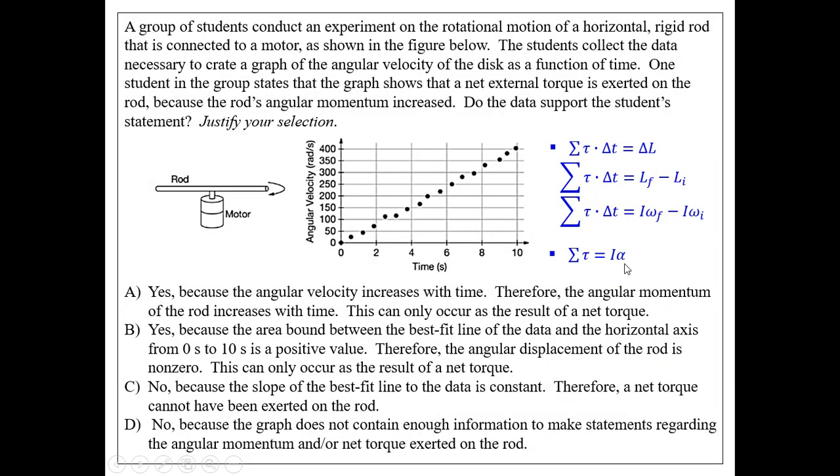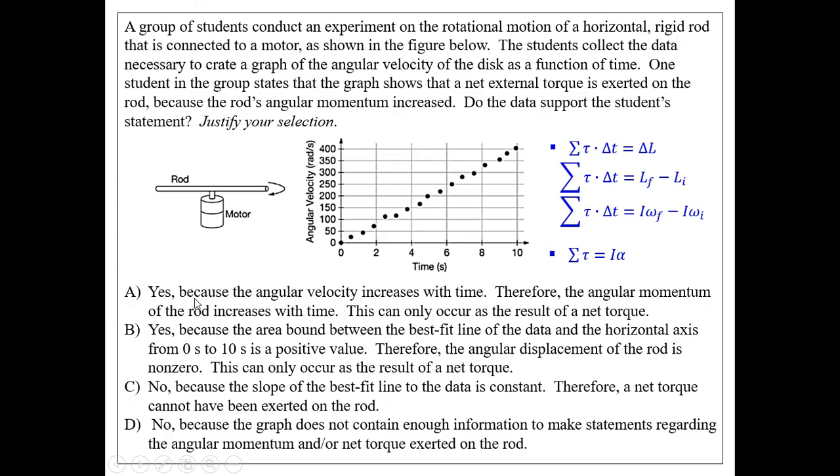Okay, so watch my cursor. Well, we know that alpha exists. We know that I really is, well, there's a rod, so there has to be some sort of moment of inertia. So if there's an alpha and there's an I, there has to be a net torque. Well, if there's a net torque over some time, there must be some sort of change in angular momentum because the angular velocity is changing. So therefore, the only answer that makes sense to me is A.